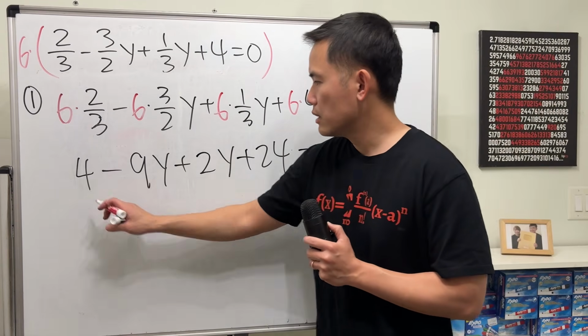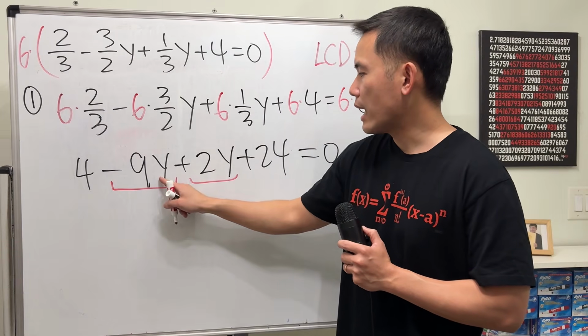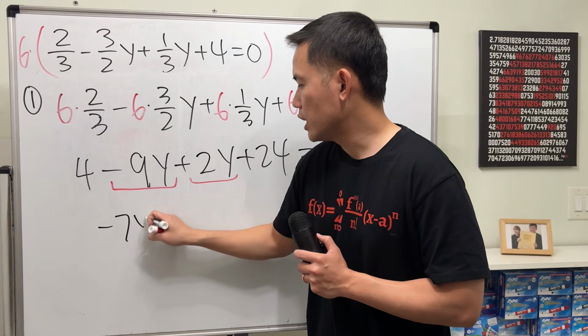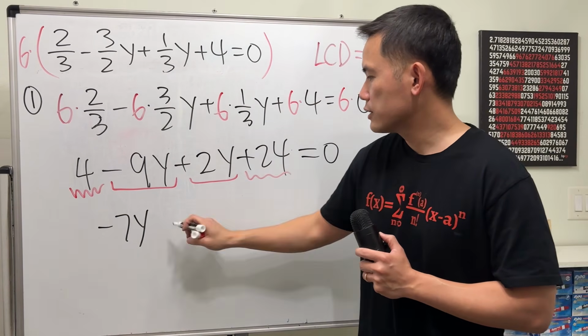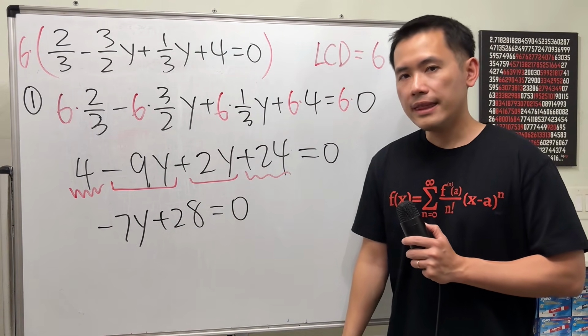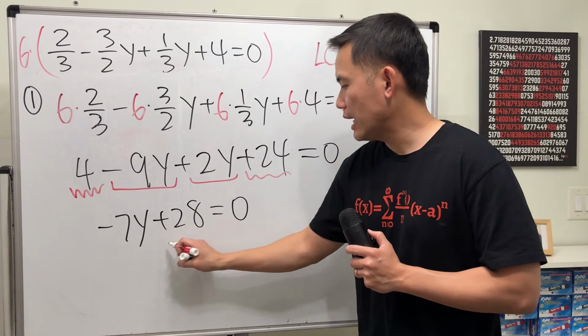Check this out. Let's combine the variable part first. Negative 9y plus 2y. Negative 9 plus 2 is negative 7, and you keep the y. 4 plus 24 is 28, and that is equal to 0. And then we want to keep this term on the left-hand side, and then we just subtract 28 from both sides.